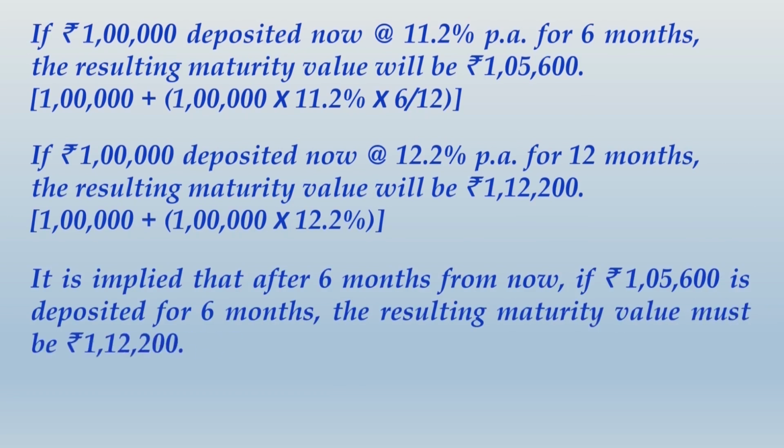It is implied that after 6 months from now, if rupees 1,05,600 is deposited for 6 months, the resulting maturity value must be 1,12,200. That is why we then relate this and this value, and this is P1, this is P0. So (P1 minus P0) divided by P0 would give you the interest rate applicable for that 6-month period after 6 months from now. And by calculation, we have already logically seen that it comes to 12.5% per annum. Let us move ahead and take up the next question.